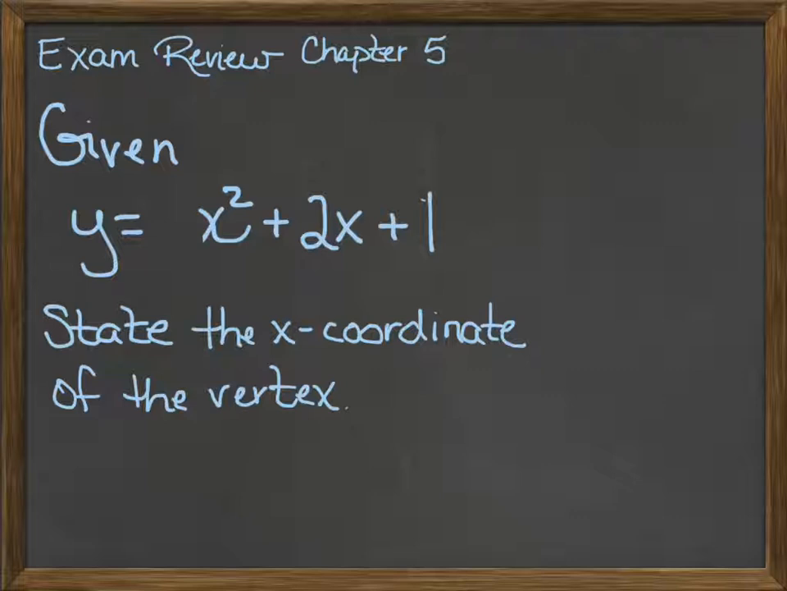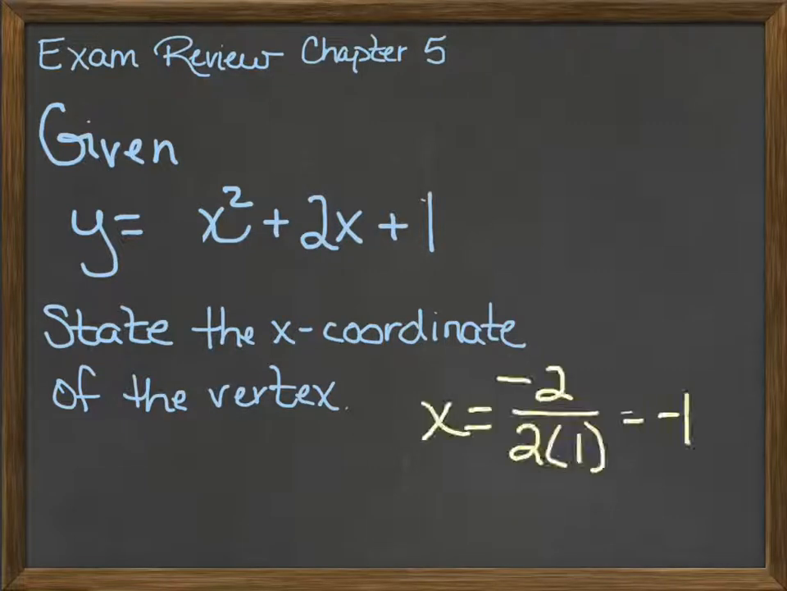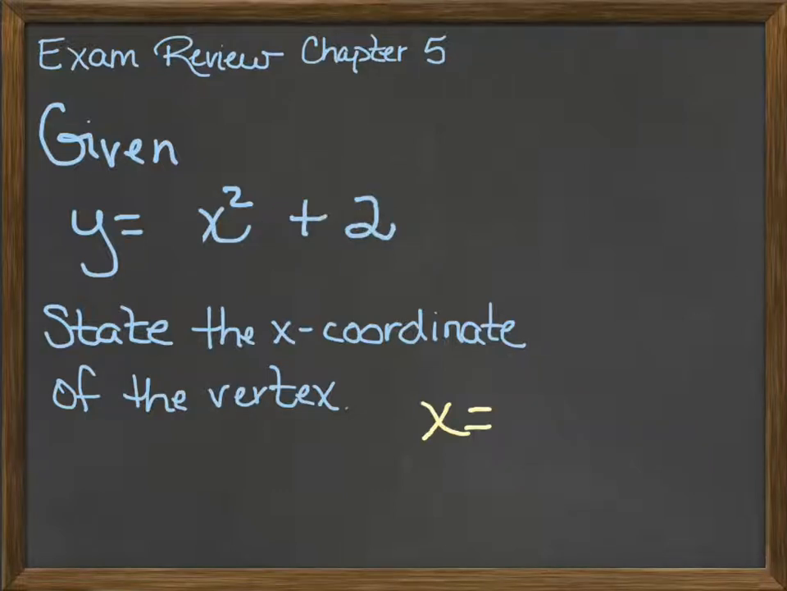First, you have to locate the value of b. Negate it, and then put that over the double of the value of a. Answer is x equals negative 1. The next question.